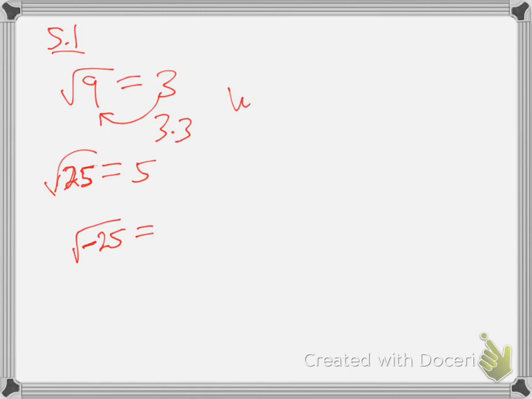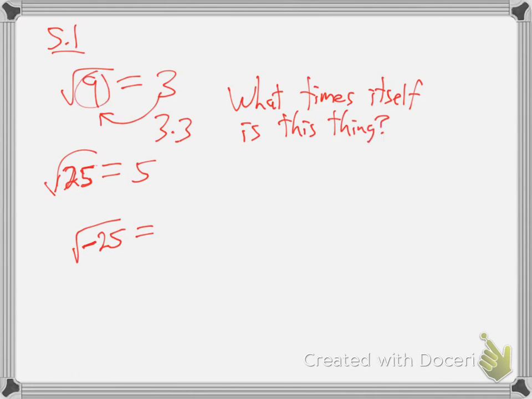Let me write it out. Maybe if I write in words, that'll help. What times itself, right? We just all agreed that we would tell the little kid, if we were in a good mood, the real answer. What times itself is this thing? Right? That's what square roots ask. So, right, what times itself is 9? 3. What times itself is 25? 5. So what times itself, its very self, is negative 25?